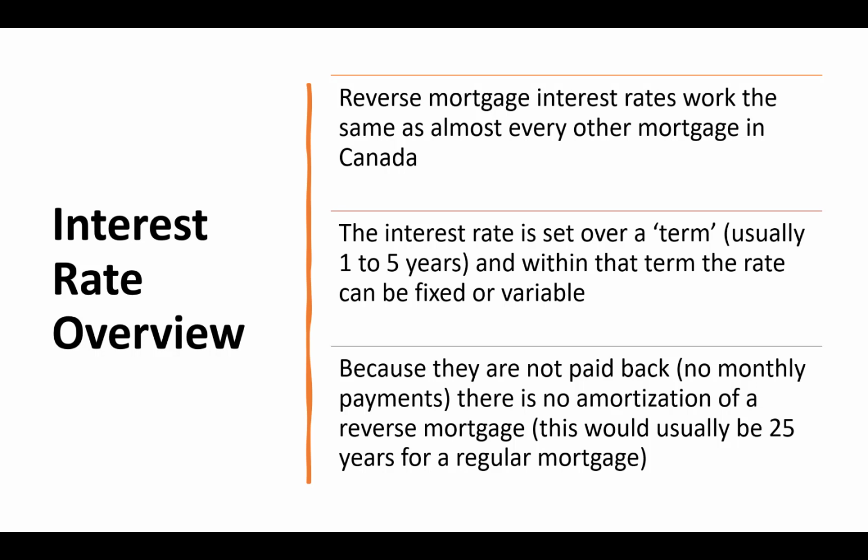So regular mortgage, 25-year amortization, and the most common term is a 5-year fixed term. So what that would mean is that they're going to have five-year fixed terms over the course of that mortgage and paying down their home. That's a regular mortgage, and I'm going to explain how a reverse mortgage works in the rest of this video.